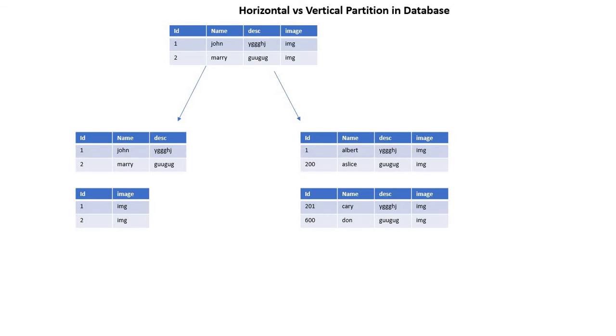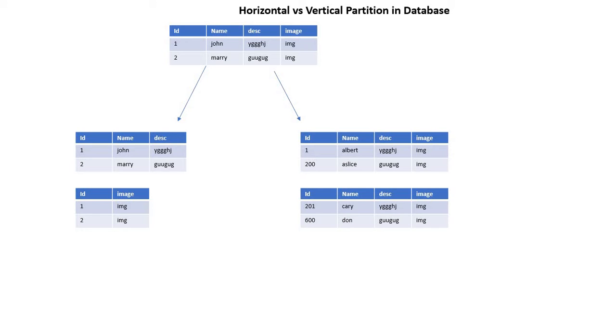But at the database level, it's almost the same concept, where the scaling is related to partitioning. So there are two types of partition in the database: one is called horizontal partition, and another is called vertical partition. Let's see what vertical partition is. Vertical partition is more a kind of data table normalization.